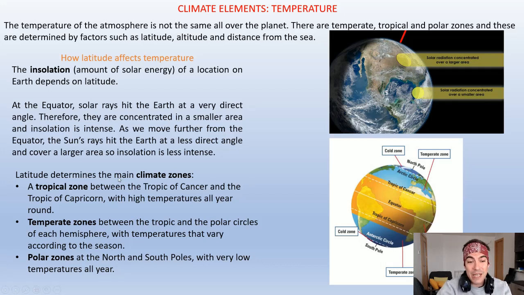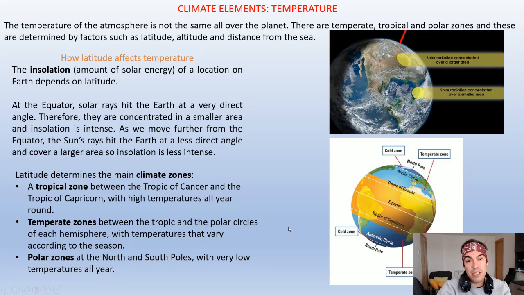So the latitude determines some climate zones. The main ones are the following: the tropical zone between the Tropic of Cancer, this one, and the Tropic of Capricorn, this one in the southern hemisphere. This area has high temperatures all year round. Then we have the temperate zones, one in the northern hemisphere and another one in the southern hemisphere. They are between the tropics and the Arctic and Antarctic circles.